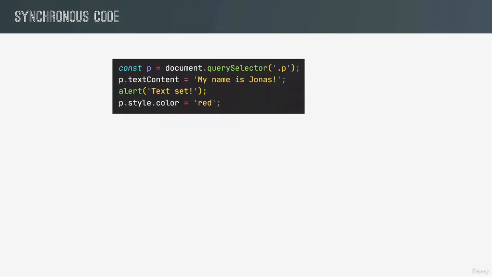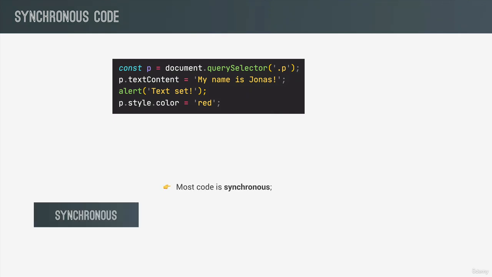Now, to understand what asynchronous JavaScript code actually is, we first need to understand what synchronous code is. So basically the opposite of asynchronous. Most of the code that we've been writing so far in the course has been synchronous code. And synchronous simply means that the code is executed line by line in the exact order of execution that we defined in our code, just like in this small example.